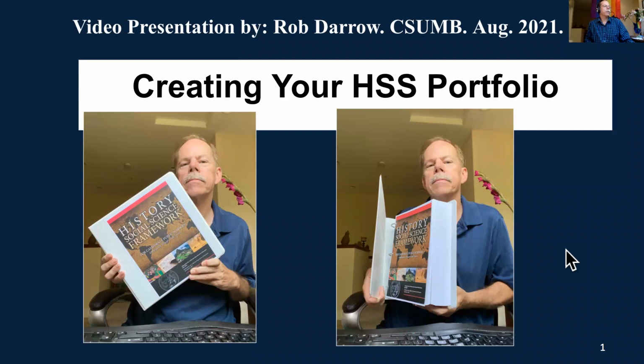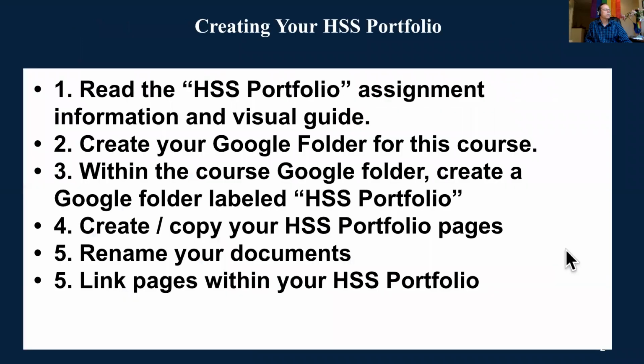So once again, here is how to create your history social science portfolio. So first, I want to make sure that you read the History Social Science Portfolio assignment and the visual guide. I'll show you both of those in just a second. Then you'll create your Google folder for this course if you haven't already done so. Then within the course Google folder, you'll create another folder labeled HSS Portfolio. And then you'll create all your HSS Portfolio pages in that folder. You'll rename the documents, and then you'll link all the pages of your History Social Science portfolio.